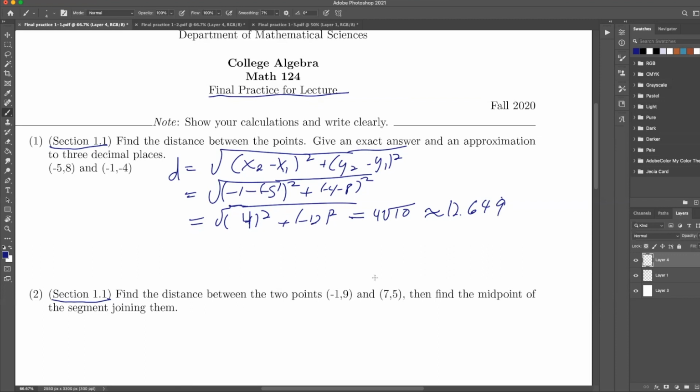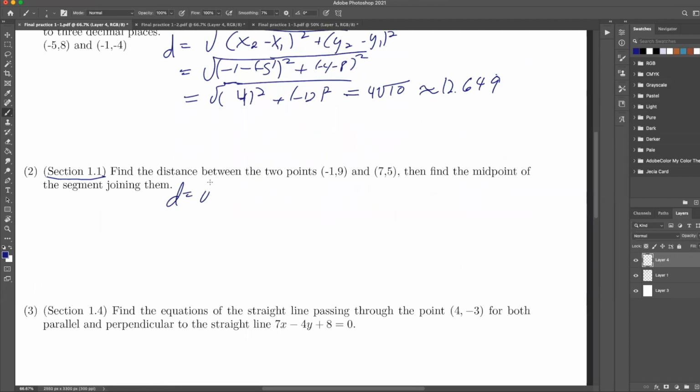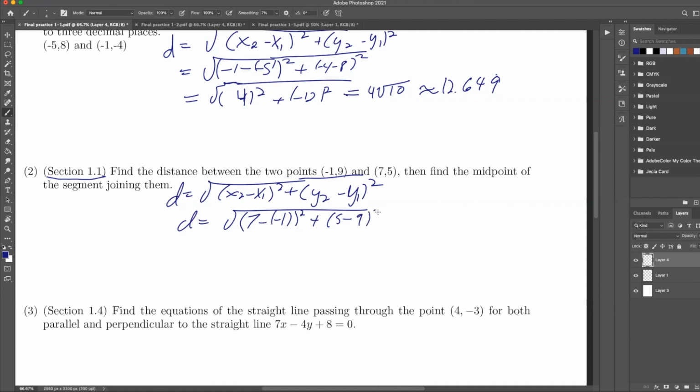Okay, now we're going to find the distance between these two points and the midpoint for this one. We're going to use the same distance formula: x2 minus x1 squared plus y2 minus y1 squared. So here I'll have 7 minus a -1, which is really +1, squared, plus 5 minus 9, so 5 minus 9 squared.